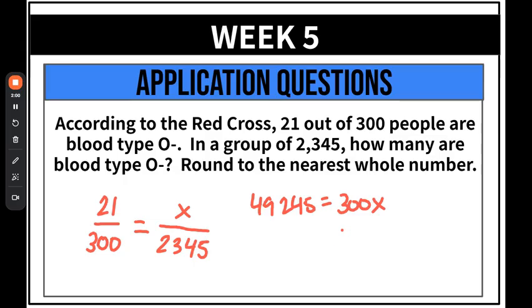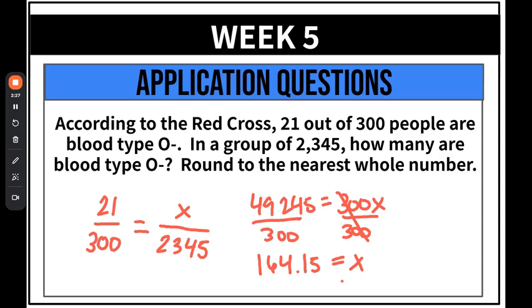And to solve for x, we're going to need to divide both sides by 300 to isolate the variable. So when we do that, the 300 on the right side is going to cancel and leave us with just x. And then when we divide by 300 on the left side, that's going to give us 164.15.